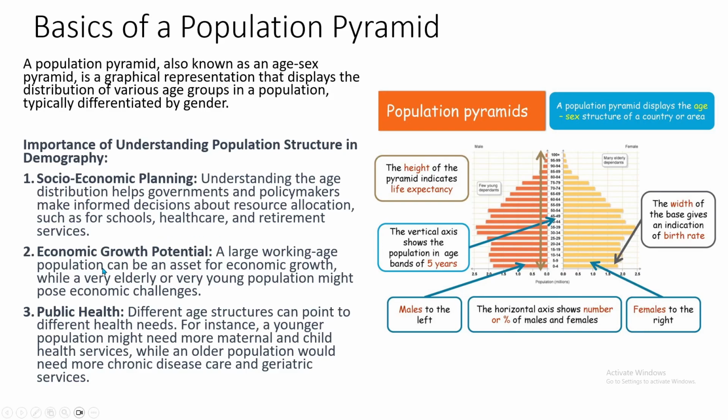Another reason is economic growth potential. A large working age population can be an asset for economic growth, while a very elderly or very young population might pose economic challenges. That is our dependency ratios. So how many dependents and independents we have. And last, public health. Different age structures can point to different health needs. For instance, a younger population might need more maternal and child health services, while an older population would need more chronic disease care and geriatric services.